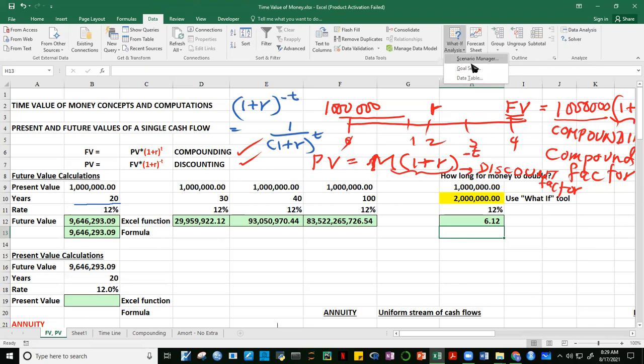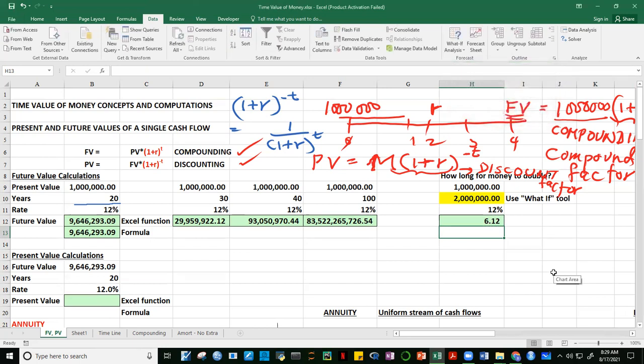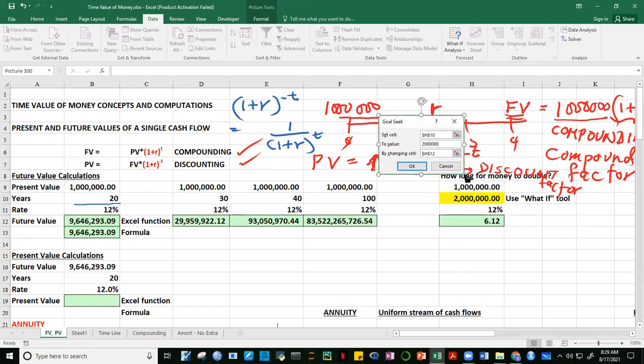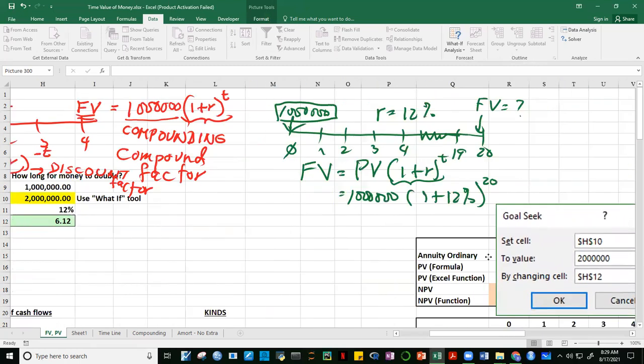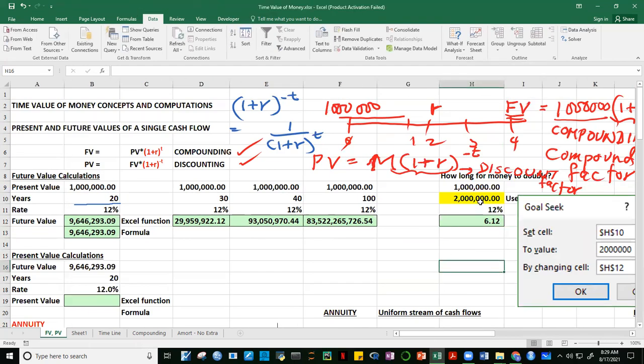I-set natin to ulit, ha? Set cell, this one, to what value? 2 million by changing the rate. Okay. Kinokopya ko si goal seek dito para may reference ko. Of course, guys, dapat naka-formula tong future value natin.